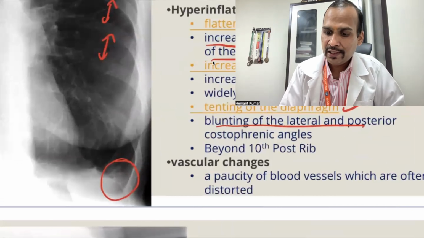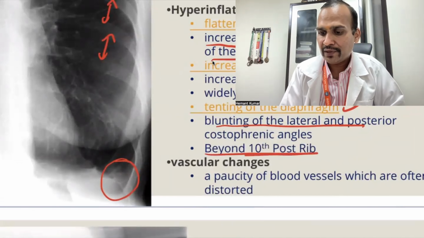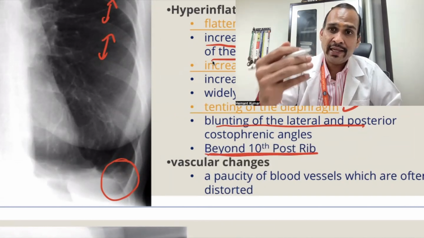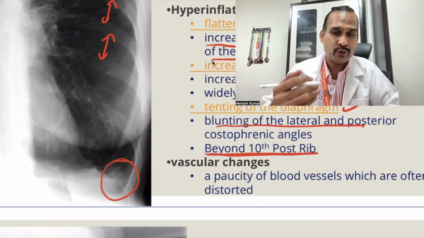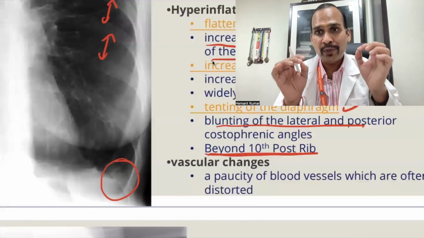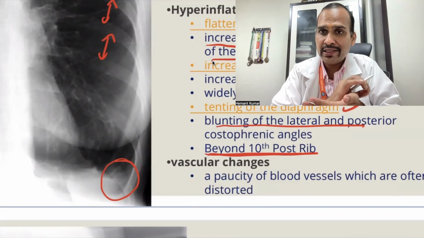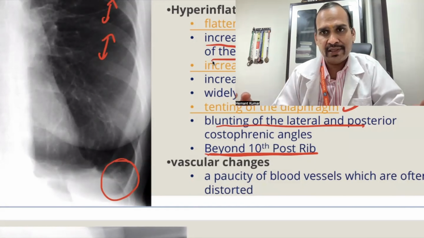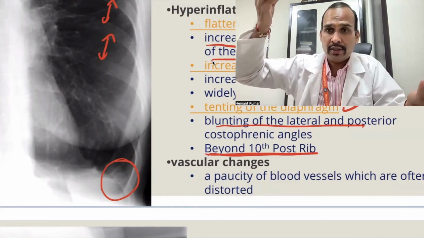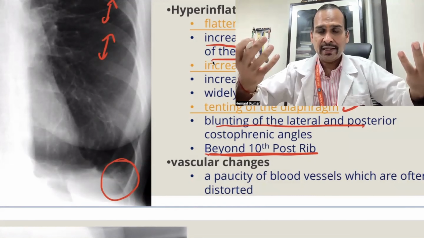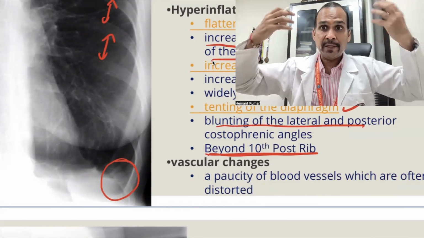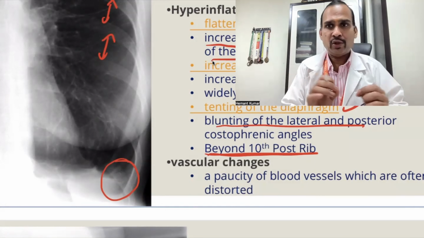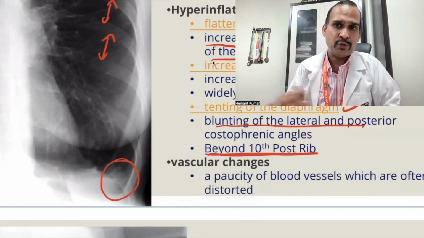Another thing is, because of emphysema, there is hyperinflation of the lungs, and you can count 10 or more than 10 posterior ribs. In a normal X-ray, you cannot see the 10th posterior rib. There are exceptions: if the patient is tall and can retain a deep inspiratory phase, then you can count. But normally you cannot count the 10th posterior rib.